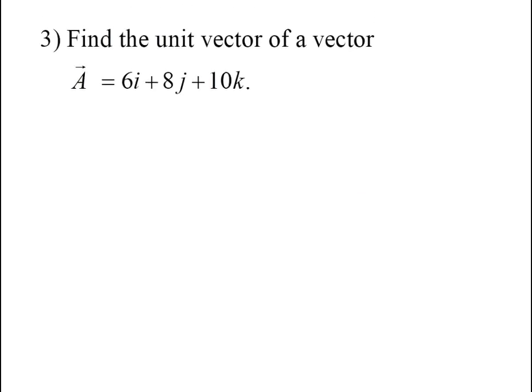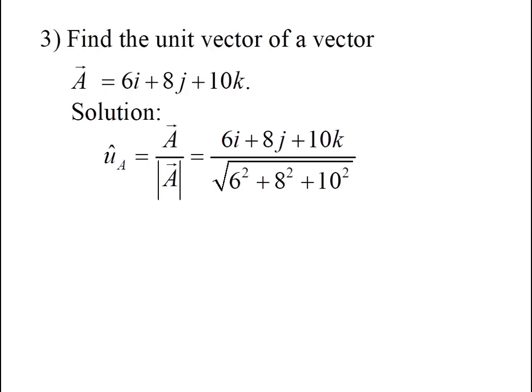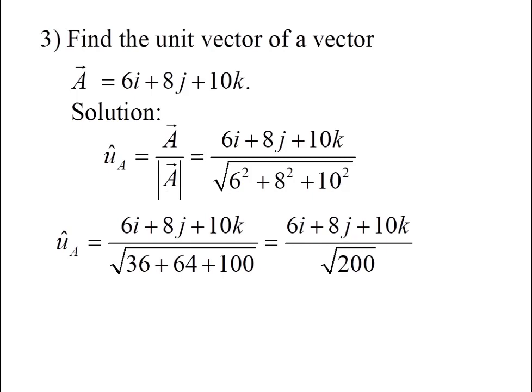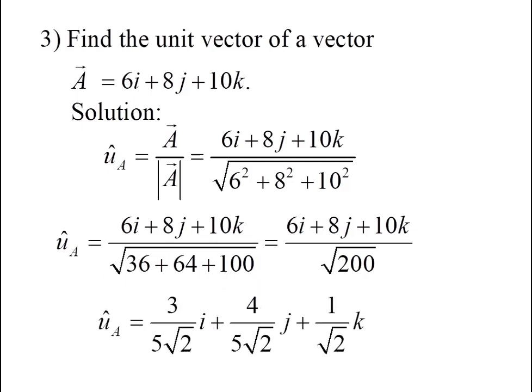The third example is to find the unit vector of a vector A, which is 6i plus 8j plus 10k. Again, very clearly, the unit vector of the given vector is the vector A divided by its own magnitude, which is 6i plus 8j plus 10k divided by the square root of 6 squared plus 8 squared plus 10 squared, which gives us 6i plus 8j plus 10k divided by the square root of 200. With a little simplification, it can also be reduced to 3 over 5 root 2 i plus 4 over 5 root 2 j plus 1 over root 2 k.